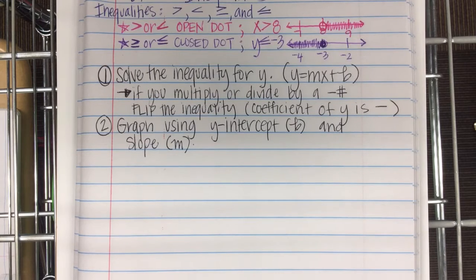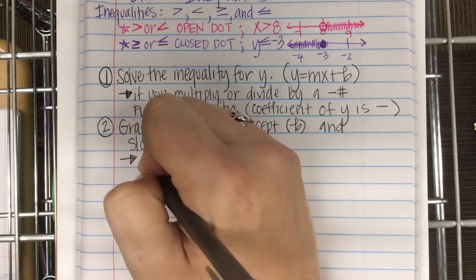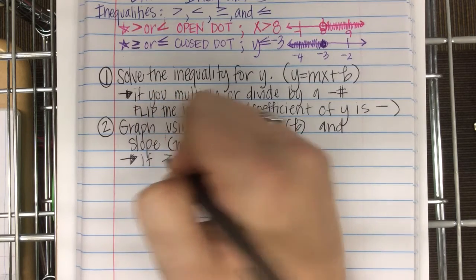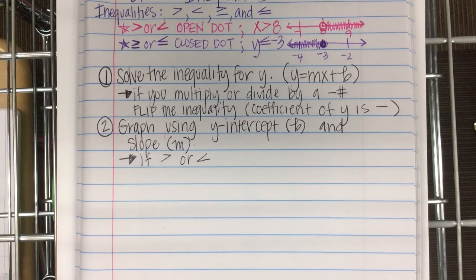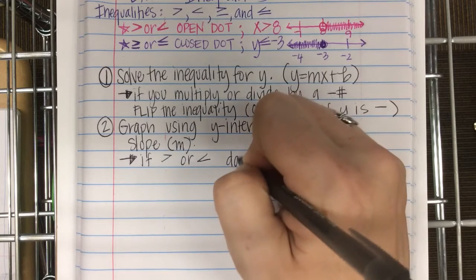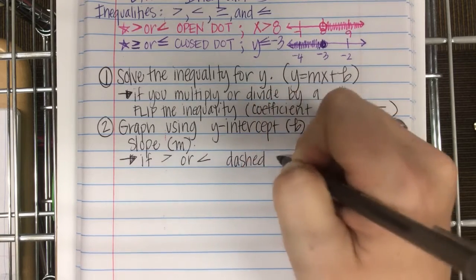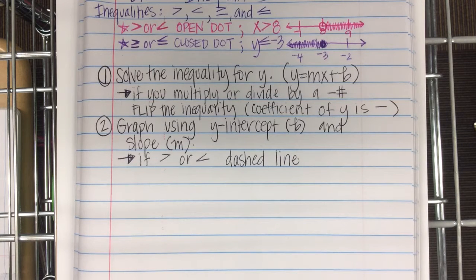But here's the new part. If it's greater than or less than, it's a dashed line. Don't make it solid, you make it dashed or dotted or tick marks or however you want to think about it. It's a broken line.